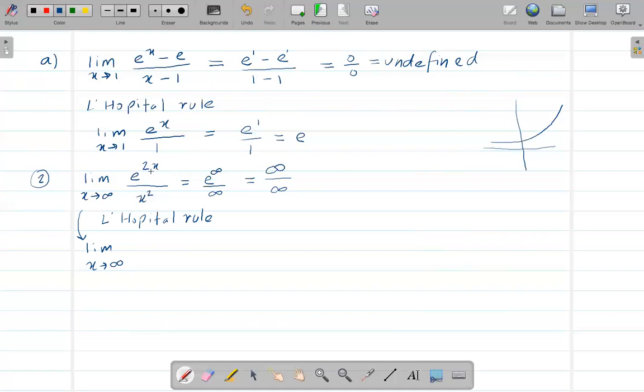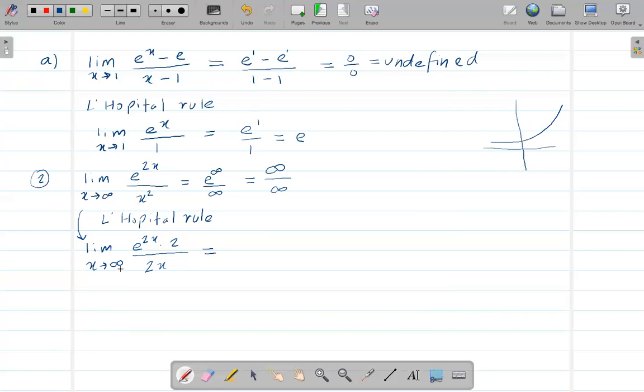Now here, take the derivative of the top. First I need to take the derivative of this whole thing. So e to the power 2x will still be e to the power 2x. And then take the derivative of 2x, which will be 2, divided by, on the bottom, the derivative of x squared, which is 2 times x to the power 2 minus 1. 2 minus 1 is still 1. All right, now let's take the limit.